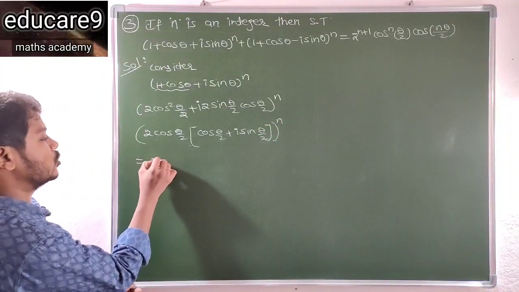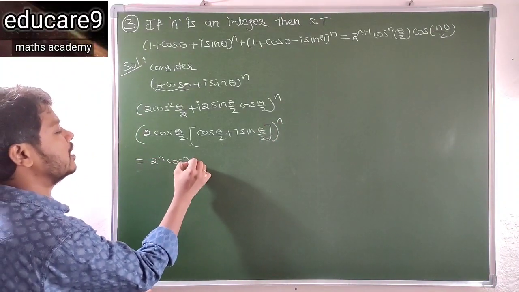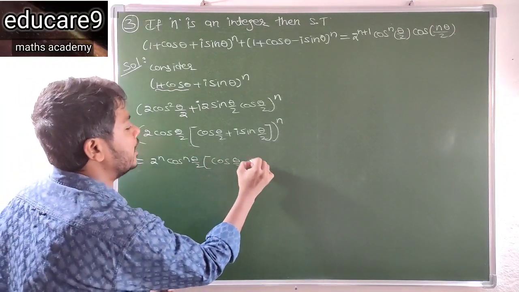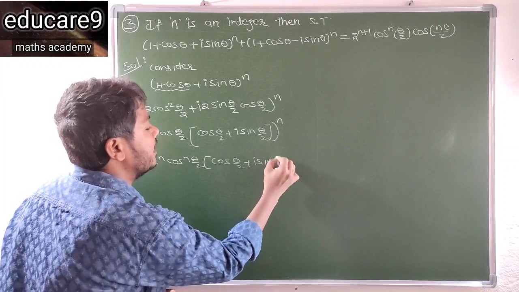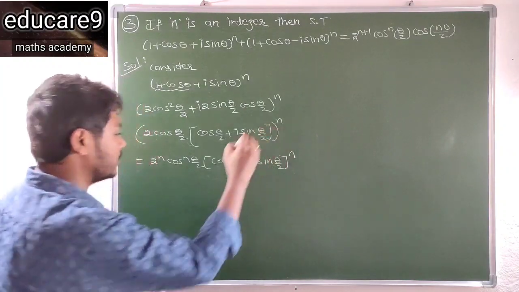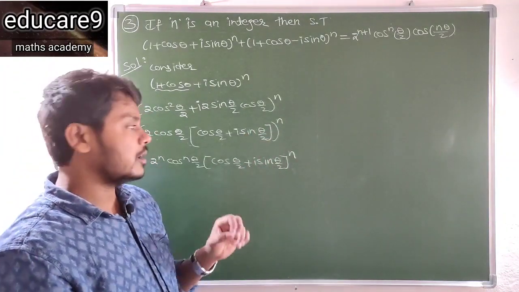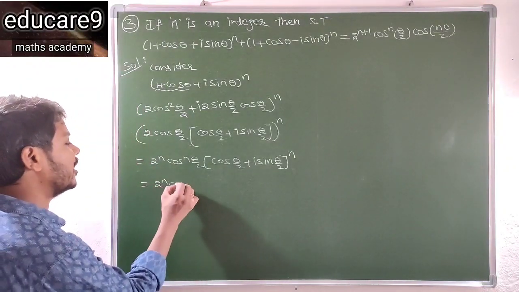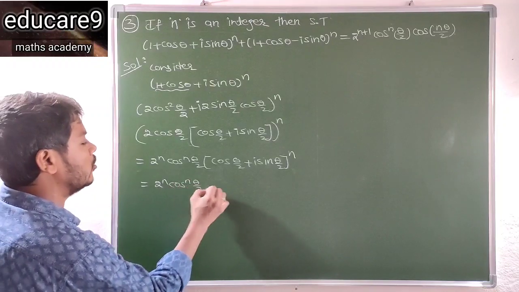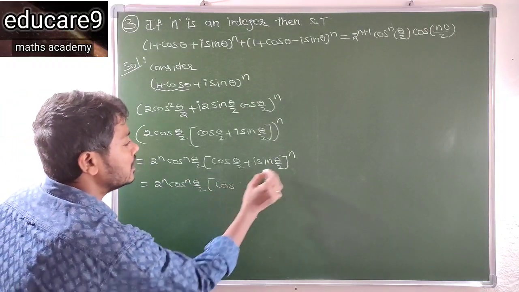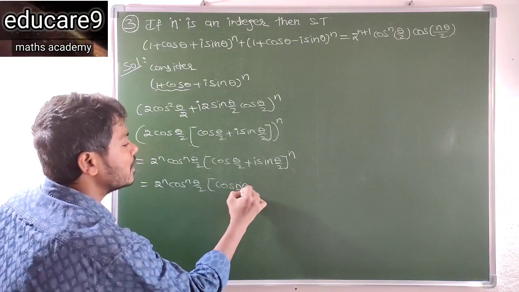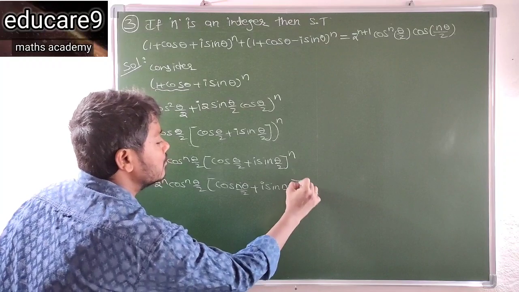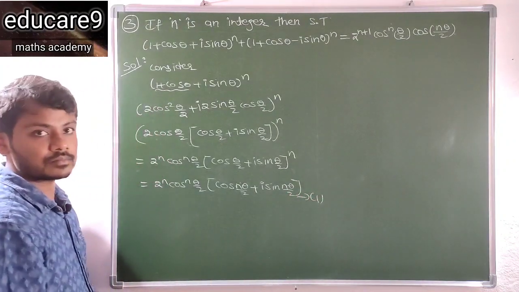So clearly this is 2 to the power of n cos power n theta by 2, and cos theta by 2 plus i sin theta by 2, whole to the power of n. And here apply de Moivre's theorem. So that is 2 to the power of n cos power n theta by 2 into cos n theta by 2 plus i sin n theta by 2. So this is equation 1.